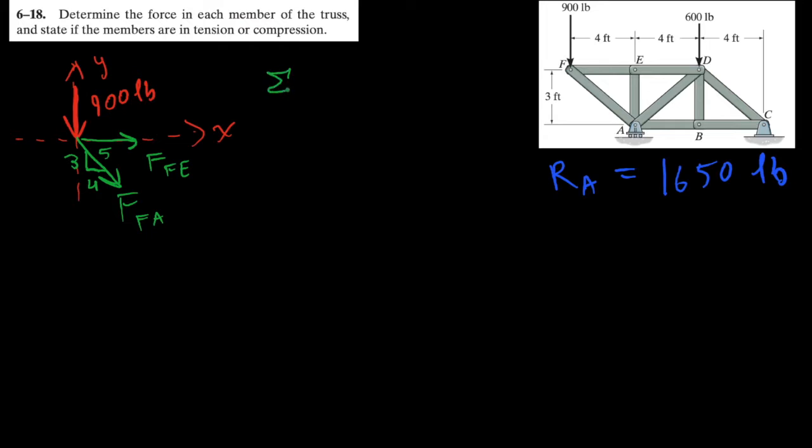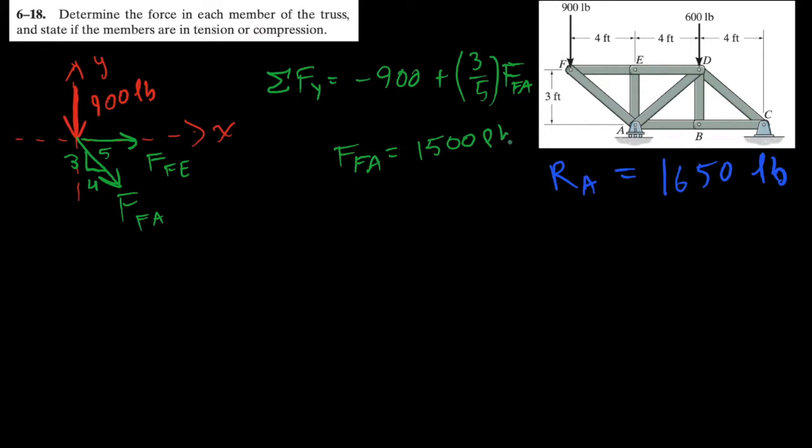So we have the summation of forces in the y direction starts with negative 900 plus 3 over 5 times the force in member FA. And this will equal the force in member FA equals 1,500 pounds, and we can indicate this as compressive. So we can use the letter C to indicate that this is a compressive force.